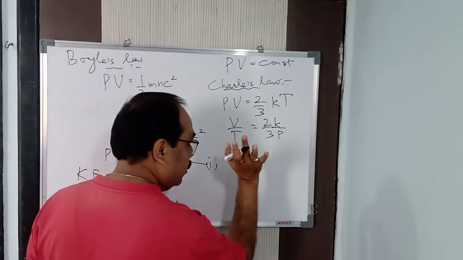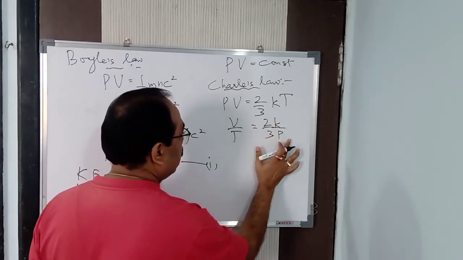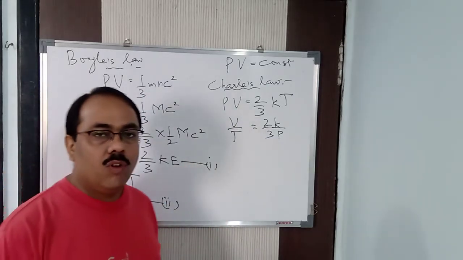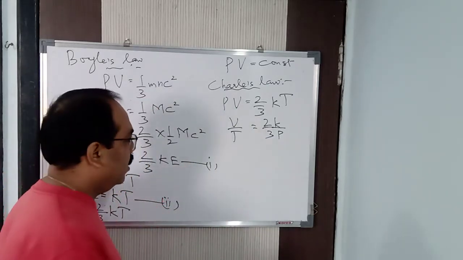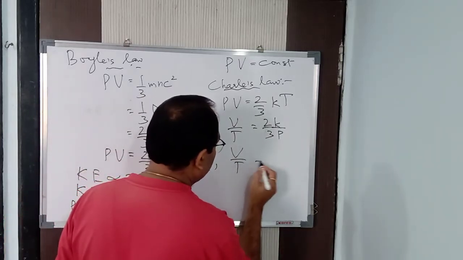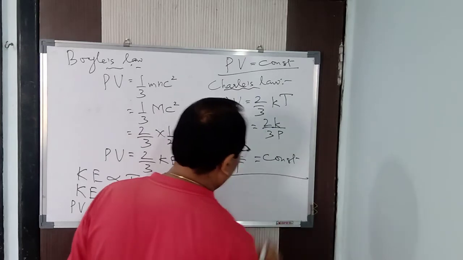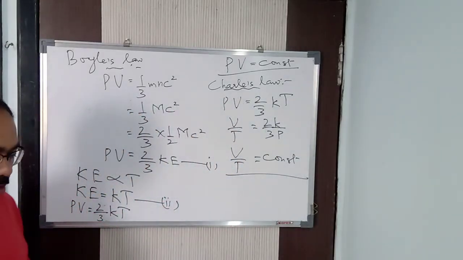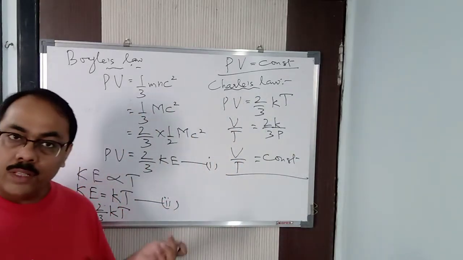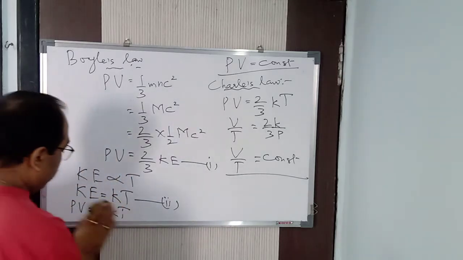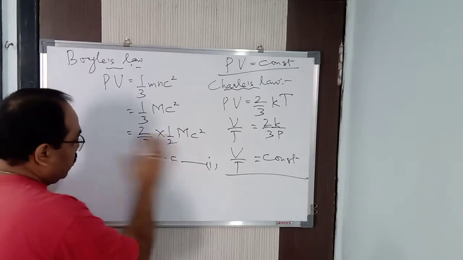Now 2 by 3 is a number, a constant. K is the proportionality constant. For Charles' law, what I said is that pressure remains constant. So hence V by T is equal to constant. Again, just like Boyle's law, in Charles' law we got it: V by T is equal to constant. So it also verifies Charles' law. Got it? Clear? Next, we will see Dalton's law of partial pressure.